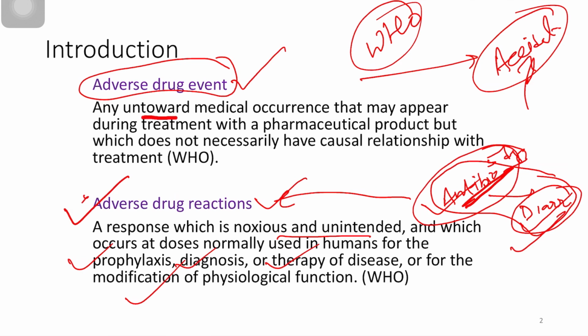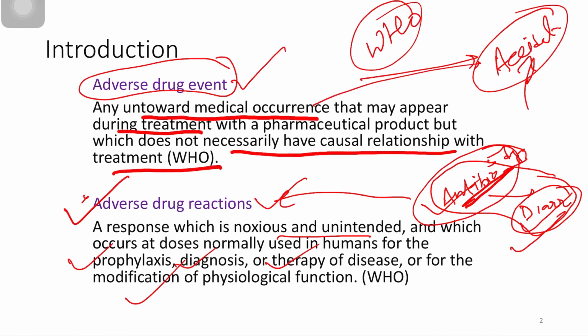But any untoward medical occurrence that may appear during the course of treatment with a pharmaceutical product but doesn't necessarily have a causal relationship with the treatment is an adverse event. So here the accident was an untoward medical occurrence that happened during the course of treatment with the antibiotic, but it is not necessarily related to the antibiotic. It may or may not be associated with the antibiotic. So it is called an adverse drug event only because it happened during the course of treatment. I hope you understand the difference between adverse drug reaction and adverse event now.